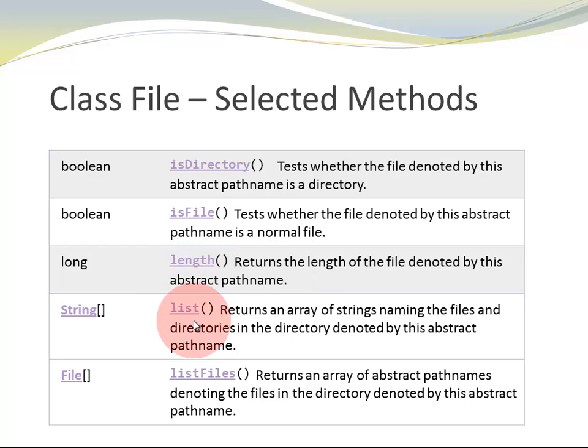I can find out the length of my file, so this is only defined for files, doesn't work for directories. If my file, which is a path, happens to be a directory, I can call list on it, and it will give me a string representation of all its content. So here I will get all the path information as strings, and similarly, if my instance of the File, which really is a path, happens to be a directory, I can call listFiles, and that will give me all the path information as Files.